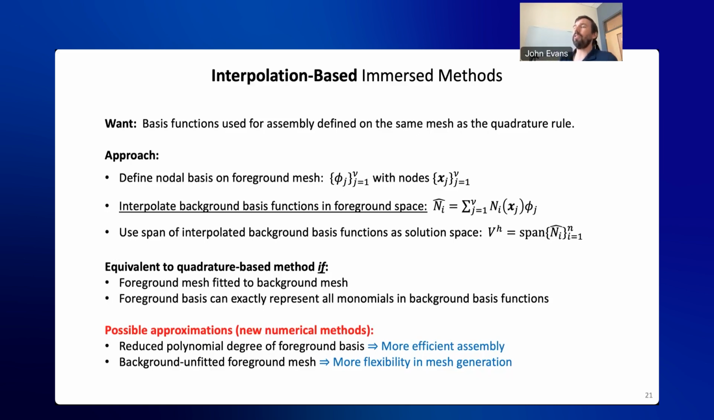Moreover, what we can utilize is a background-unfitted foreground mesh. That is, we can use foreground cells that straddle multiple background cells. This is not the case with quadrature-based immersed methods, because you lose accuracy; you need to have enough accuracy in your quadrature rule to maintain accuracy in your final solution. So this gives us more flexibility in mesh generation. And here I should note this is generation of the foreground mesh, so it doesn't need to be particularly high quality.